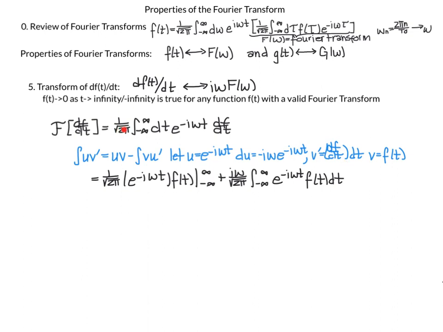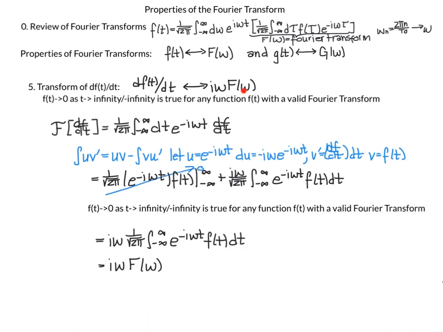Plugging into our formula here, first we're going to put the constant 1 over square root of 2 pi, and then we need u times v, so u is e to the minus i omega t, times v, which is f of t. We're going to evaluate that at negative infinity to infinity, plus, again pulling out our 1 over square root of 2 pi, the integral of v, which is f of t, times u prime of t. Here's u prime of t. We're going to take out our constant i omega, which is over here, e to the minus i omega t. And this negative here cancels with this negative when we subtract the integral, and that becomes a plus.